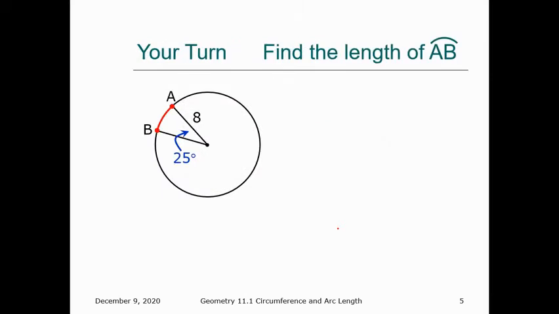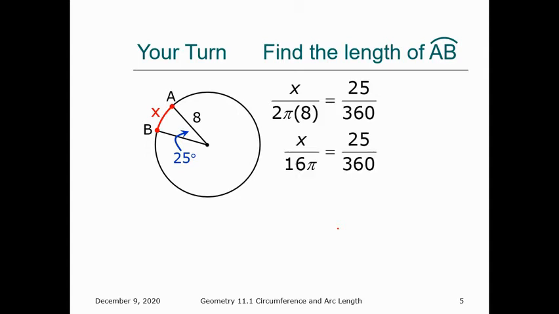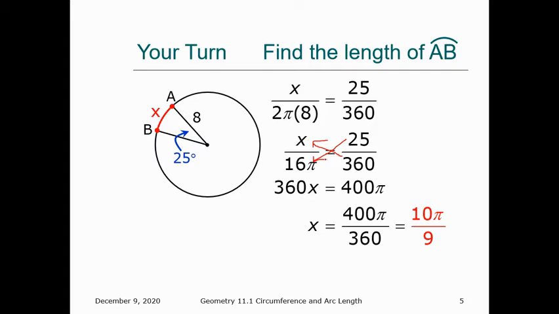All right, your turn. Let's find the length of AB. So we don't know what the length is. We're calling it x, but we know that the radius is 8. So it's 2 pi times 8. And the central angle is 25 over 360. All right, so 2 times 8 is 16. And the next one, they did cross multiplication. See that? So now if you will find your answer, that would be great. Okay, so x is equal to 400 pi over 360, which is equal to 10 pi over 9, which is equal to 3.49.